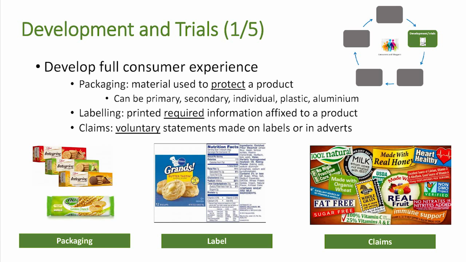The second one that I wanted to talk about is what we call labeling. As you read, it is the printed required information affixed to the product. Why did we underline required? Because when it comes to labeling, there are some rules that must be followed. Especially in the food industry, you cannot just produce your food and send it out. There is some required information that must be on the labeling.